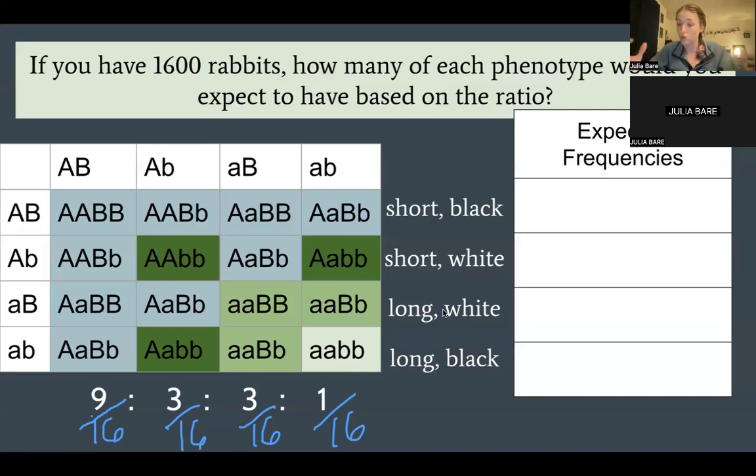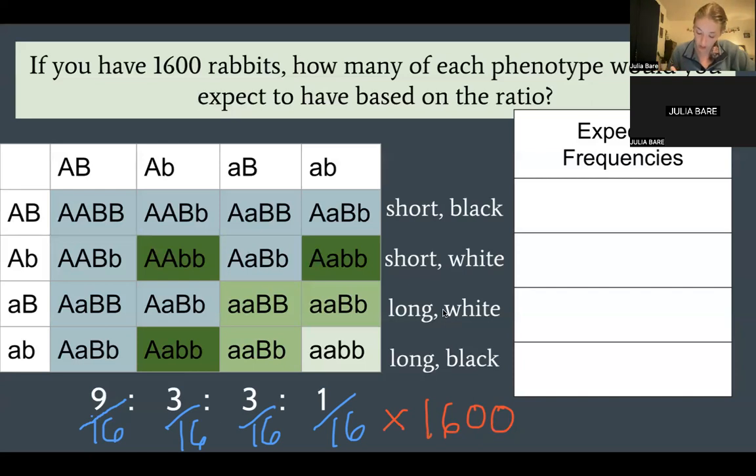So if we took 2 heterozygous rabbits, we bred them together, and then we said, okay, now we're trying to figure out their phenotypic ratios. All you have to do is multiply these numbers by your number of total offspring, okay? So I want you to take a second, again, try to do this calculation, and then come back. We're going to put these expected frequencies into our box here, right?